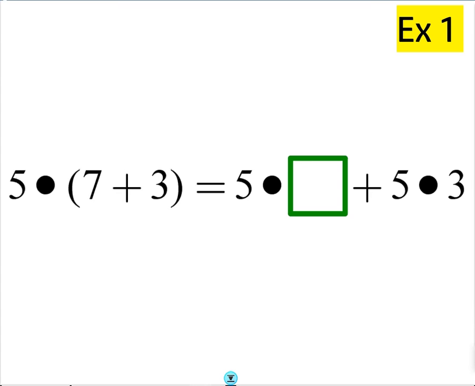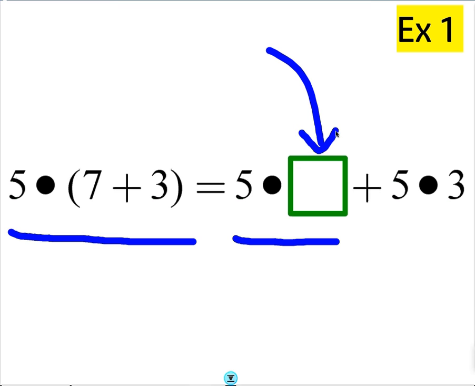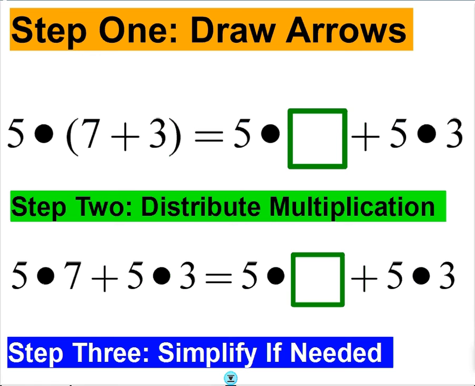And let's go ahead and look at some specific examples. Let's read this together. 5 times 7 plus 3 is equal to 5 times what number, plus 5 times 3? So we're trying to find what goes in this box. Now notice this problem isn't asking you to find a specific number. You know 7 plus 3 is 10 and 5 times 10 is 50, yes, but it's actually quizzing you on whether or not you can distribute the multiplication like we did in the previous examples.